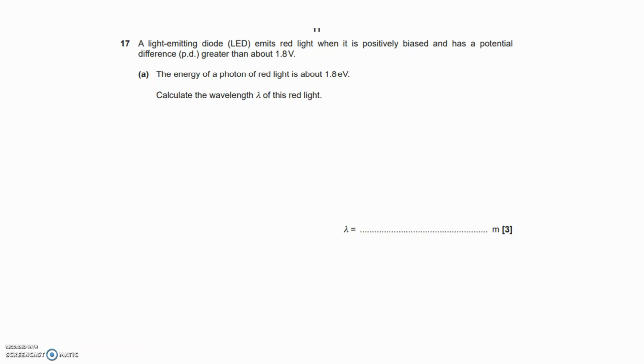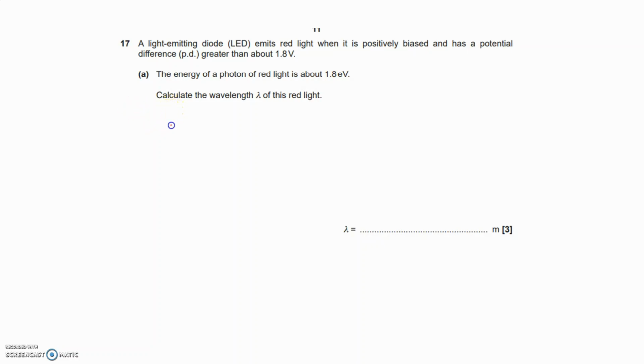So basically what that's saying is that the LED will come on when the potential difference across it is greater than 1.8 volts. And you're told that the energy of a photon of red light is about 1.8 electron volts, and to calculate the wavelength of this red light.